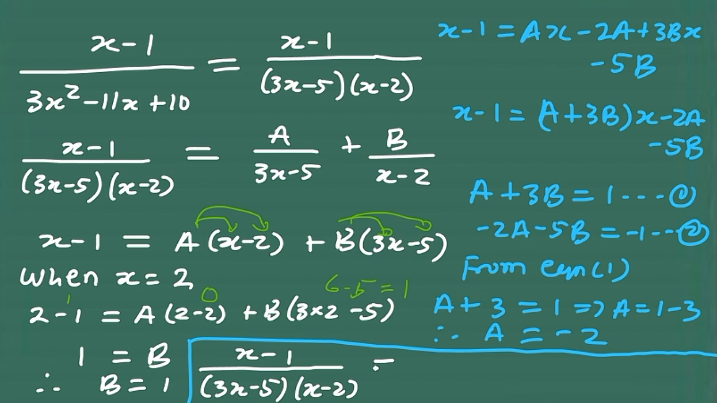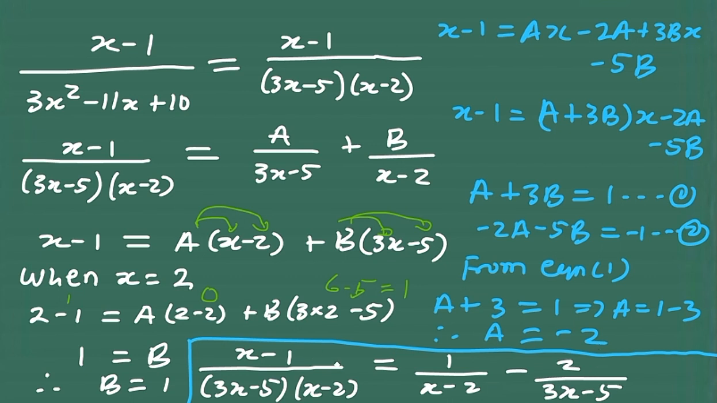This is going to be equal to, since the value of a is negative, I prefer bringing the value of b first, which is positive. So I am going to have 1 over x minus 2, minus 2, which is the value of a, over 3x minus 5.